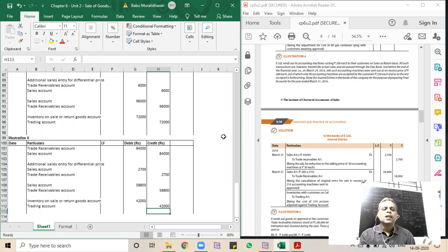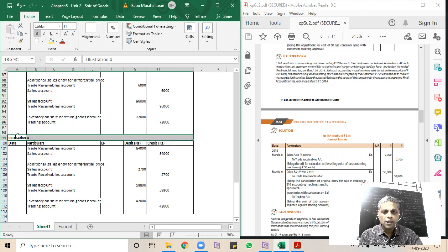Again, I'm repeating. If the goods are returned subsequently in the next year, now it is a tentative inventory entry. If it is returned the next year, we don't have to process an inventory entry because it is already there in the inventory. If it is sold, we have to process the sales entry and also account for the differential cost if there is any. Okay, now let's do illustration 5.